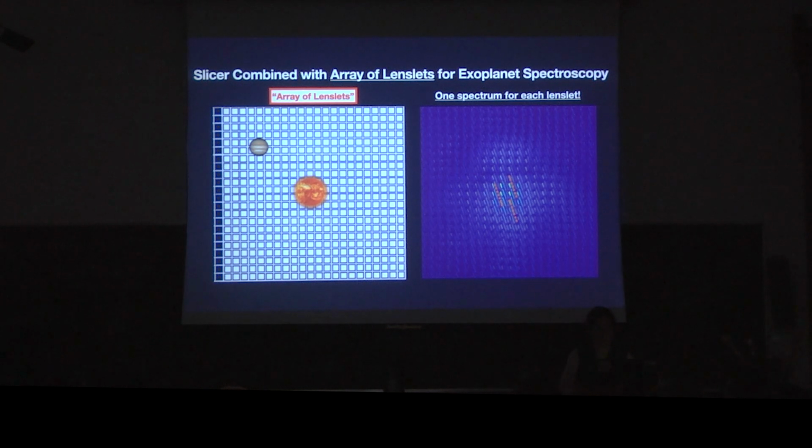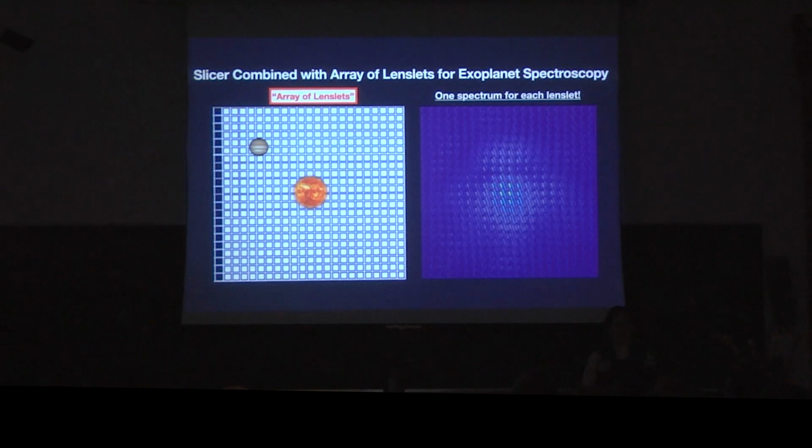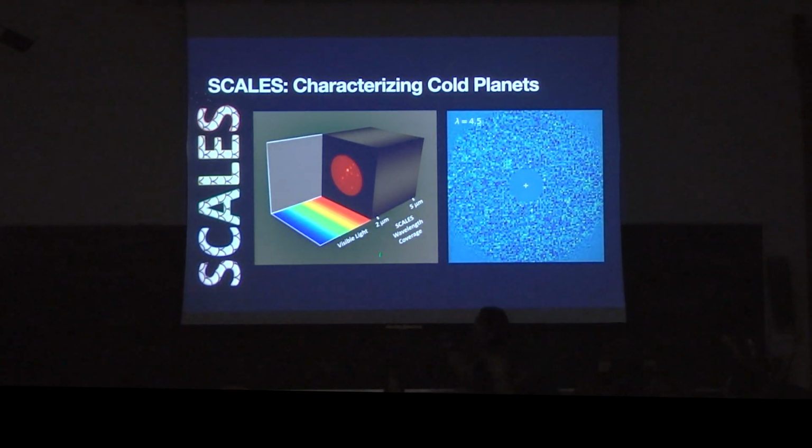So what does this get you? It gets you an image that you can then process and turn into your little cube of individual images at different wavelengths. So processing that gets you this kind of cube where you can then say, oh, I know how bright my planet is at this wavelength compared to the other wavelengths. And then you can actually look for signs of molecules.